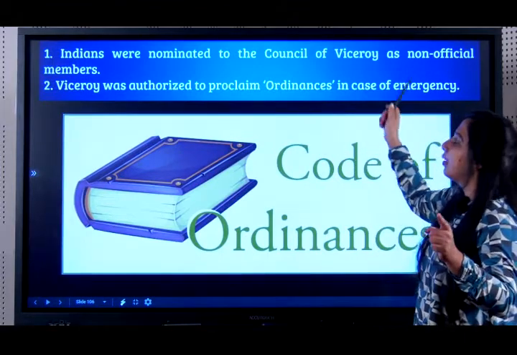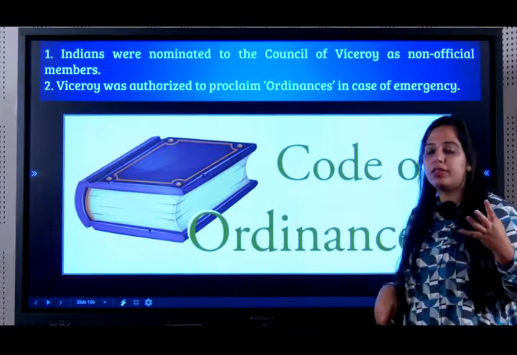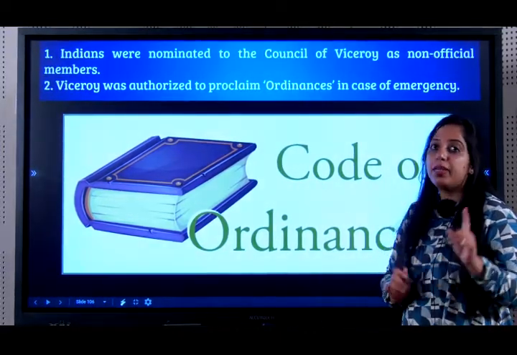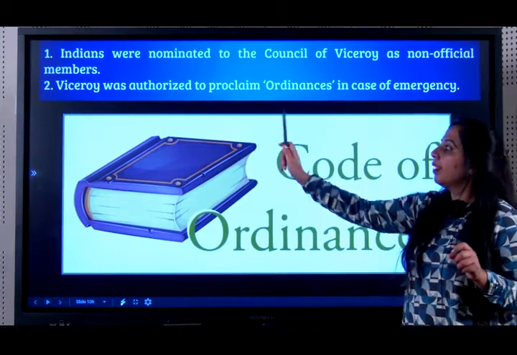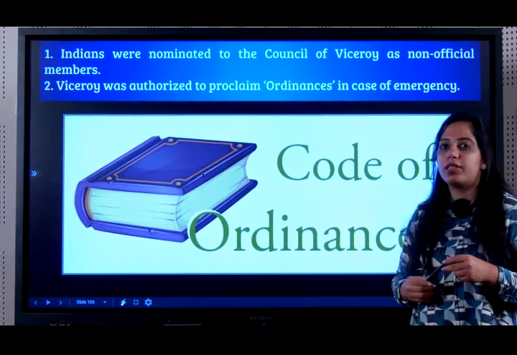Indians were nominated to the Council of the Viceroy as non-official members. So, Indians were allowed to be in the Council of the Viceroy, but they were not official. The Viceroy was authorized to proclaim ordinances in case of emergency.